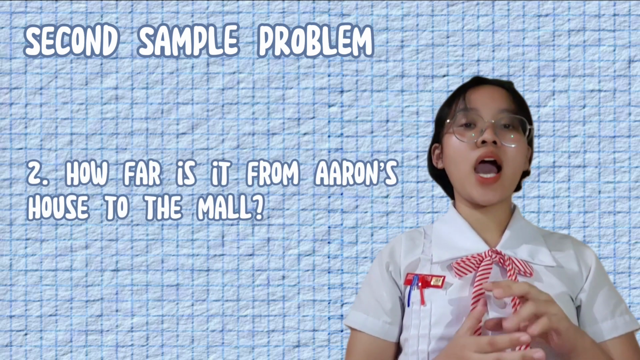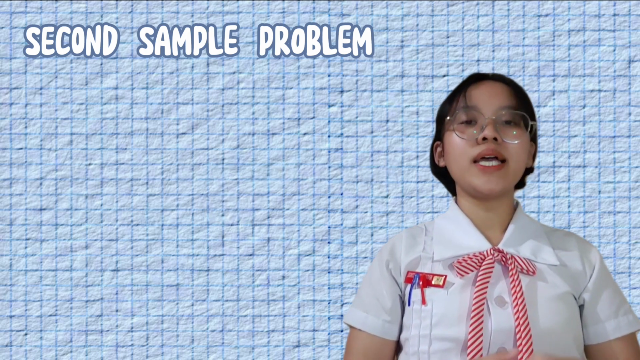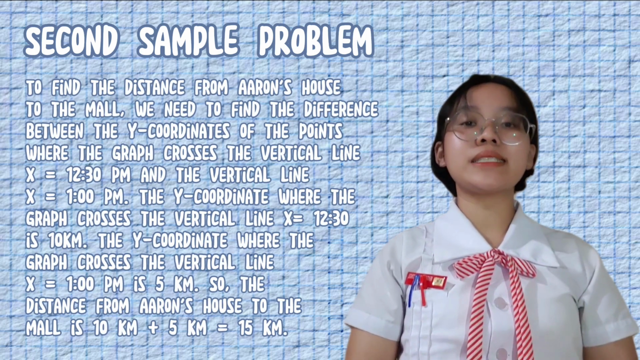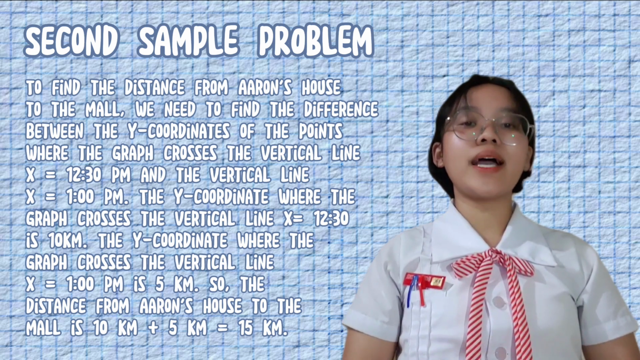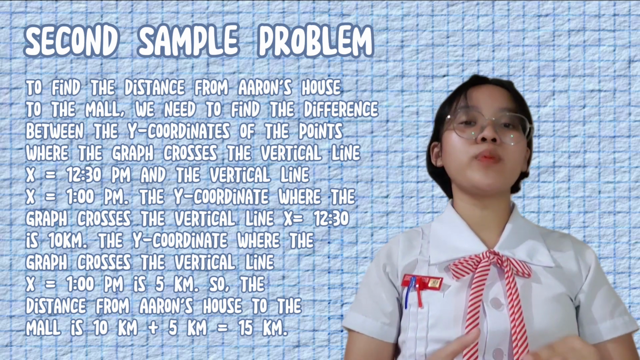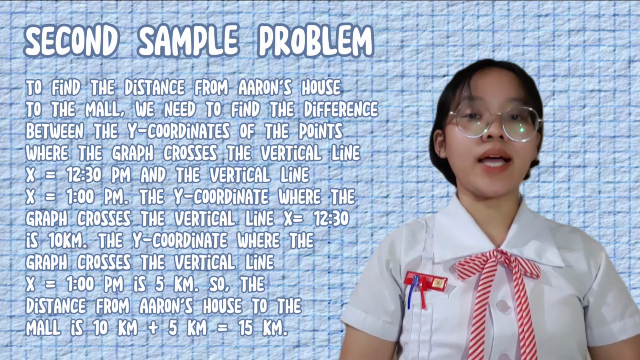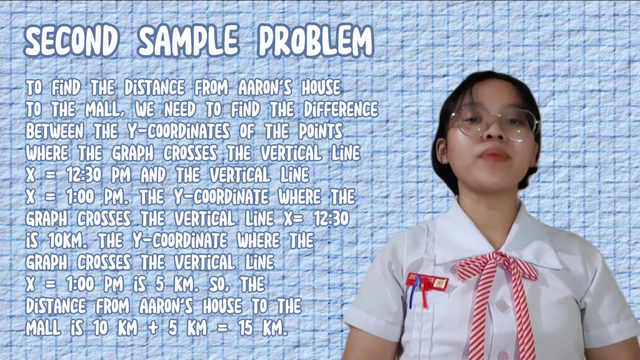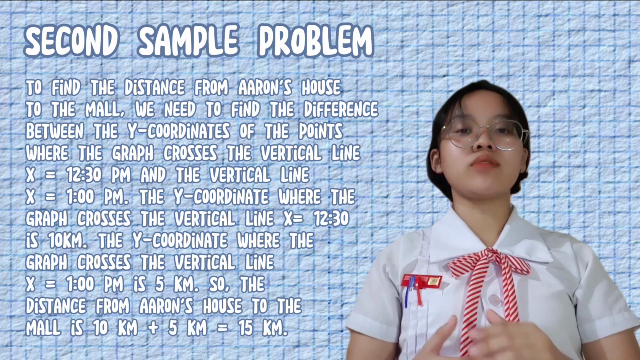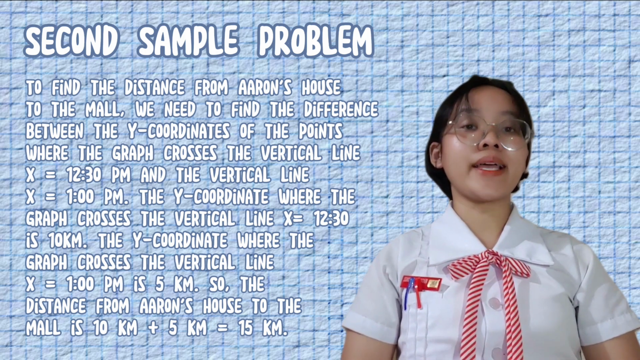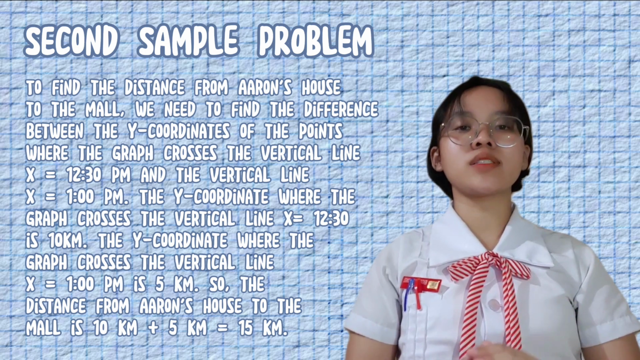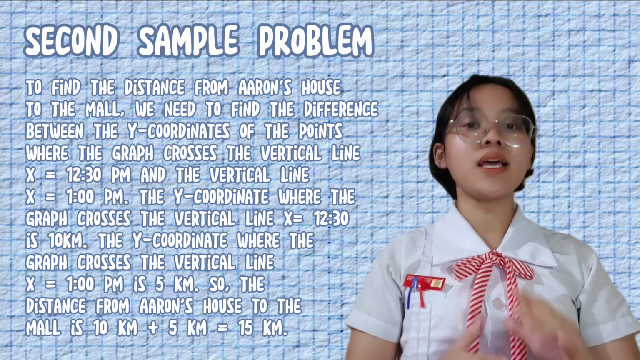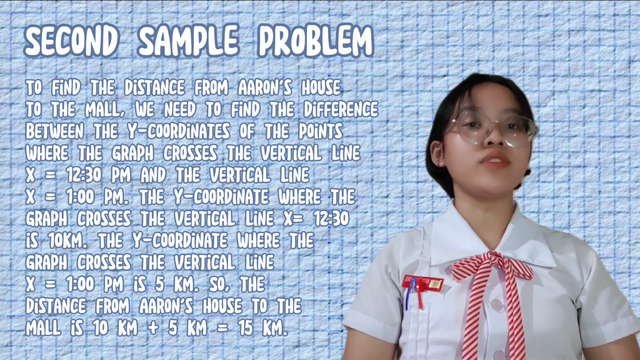For the second question, how far is it from Aaron's house to the mall? It is 15 kilometers from Aaron's house to the mall. To find the distance from Aaron's house to the mall, we need to find the distance between the y-coordinates of the points where the graph crosses the vertical line x equals 12:30 p.m. and the vertical line x equals 1 p.m. The y-coordinate where the graph crosses the vertical line x equals 12:30 is 10 kilometers. The y-coordinate where the graph crosses the vertical line, which is 1 p.m., is 5 kilometers. So the distance from Aaron's house to the mall is 10 kilometers plus 5 kilometers equals 15 kilometers.